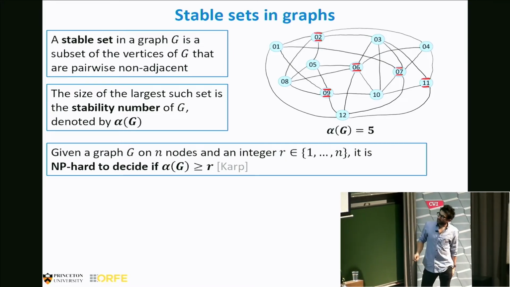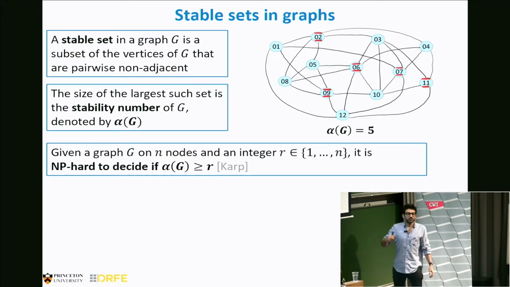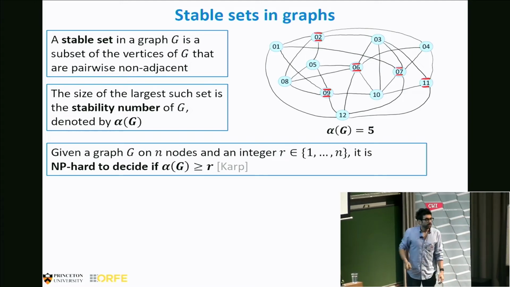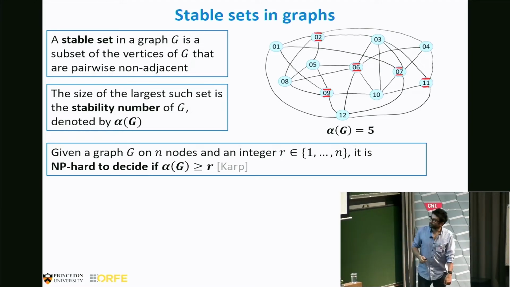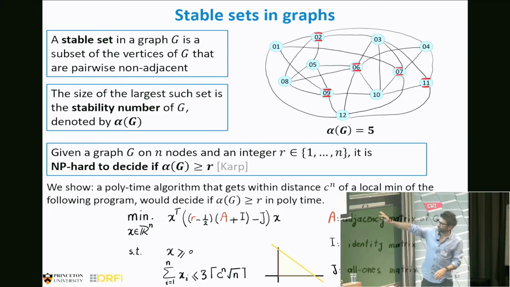Okay? And the base of the reduction for us will be the problem of testing, given a graph and an integer r between 1 and n, because alpha is obviously an integer between 1 and n, if alpha of G is more than or equal to r. In other words, does the graph have a stable set of size at least r? And this is well known to be NP-complete, as shown by Karp. Okay. And in fact, this is the full reduction.